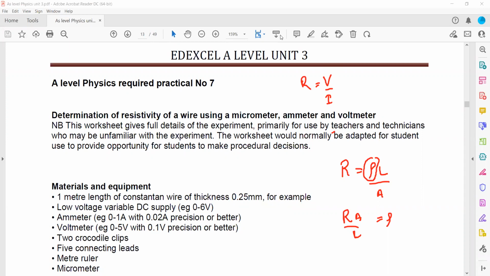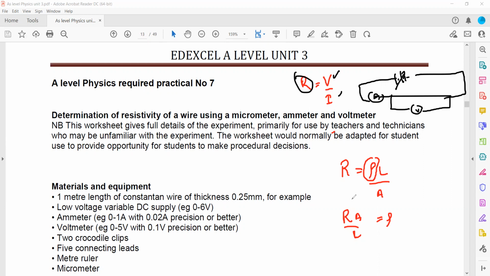So if we have a sample of a wire, we will connect a voltmeter, and then we connect an ammeter, and then we connect a variable supply. We'll change the voltage, so different voltages and currents will be there. We'll have different sets of results, and the ratio between the voltage and the current will give us the resistance.